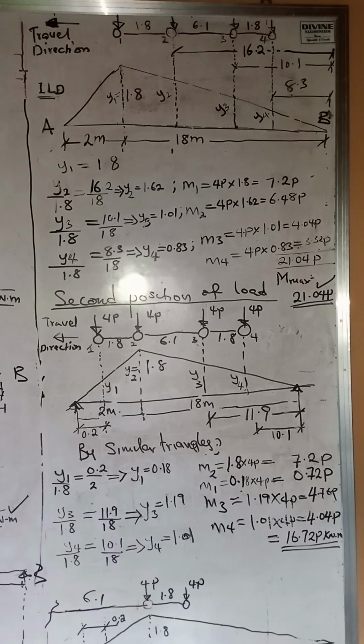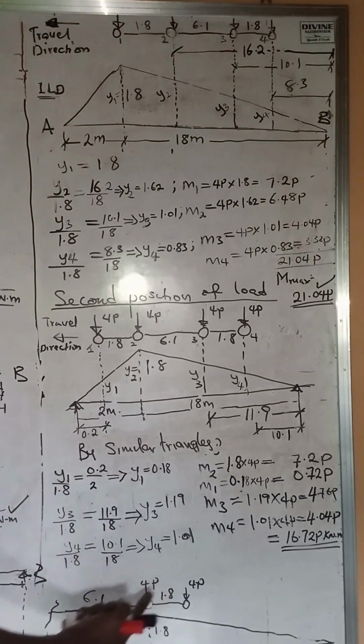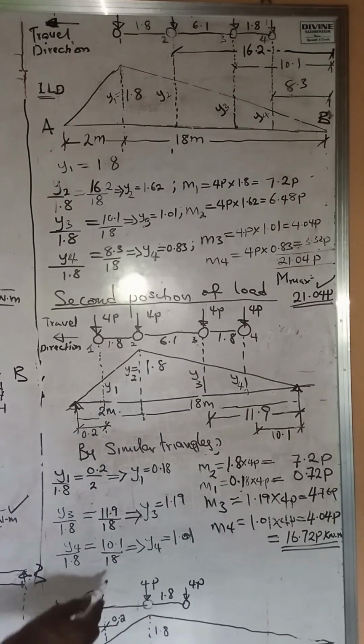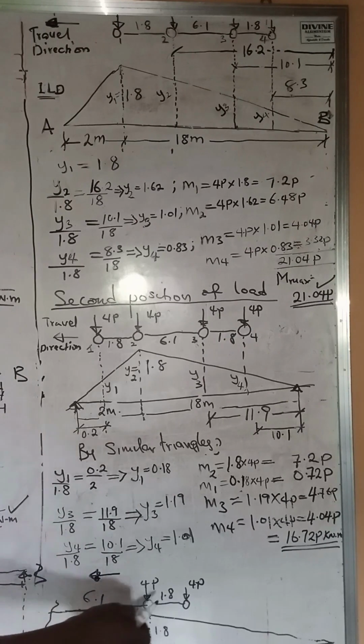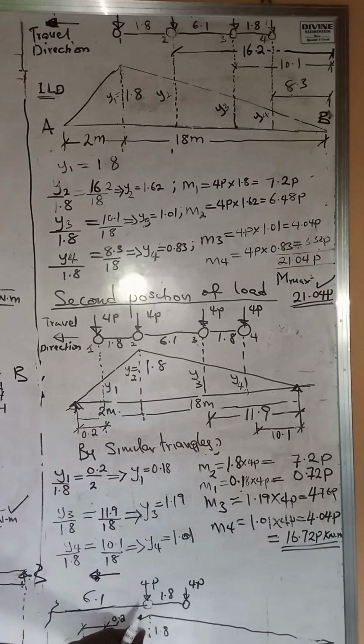Let's look at the third position. From the diagram on the board, you can see the third position. You observe that at the third position of load, the load is already driving towards this direction. Remember, the vehicle is moving in this direction. When the vehicle moves, the next position will be that axis 3 should be placed at 0.1 L, which is the point 2 meters away from support A.